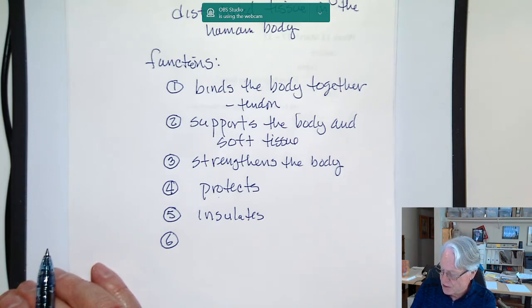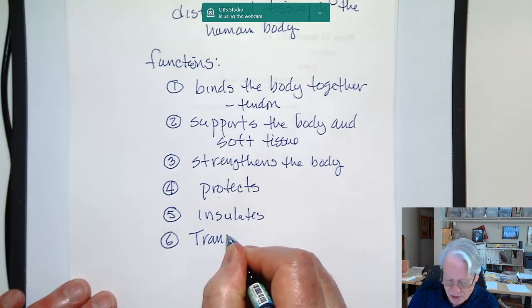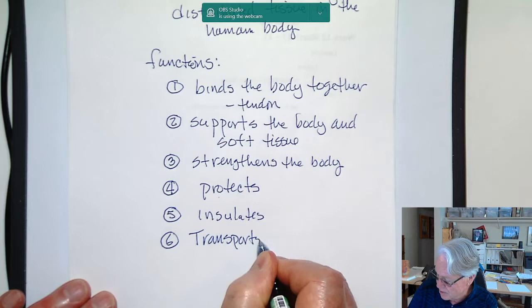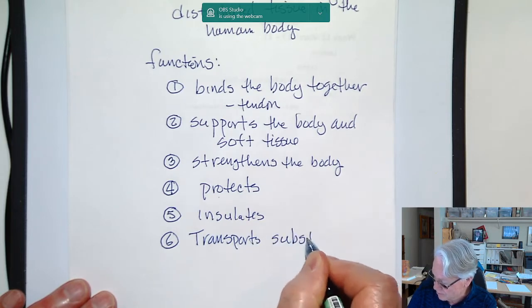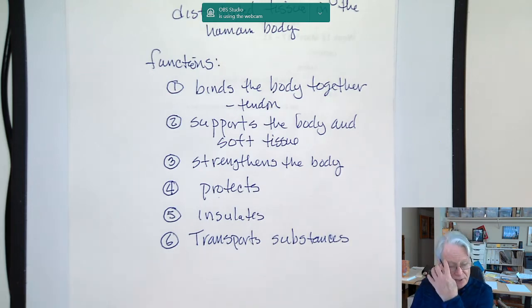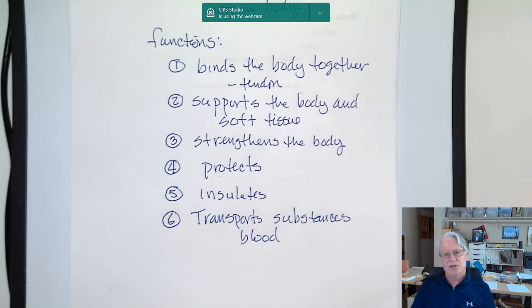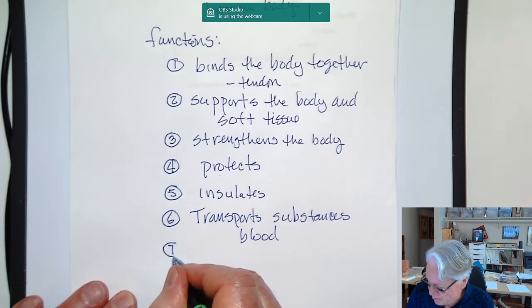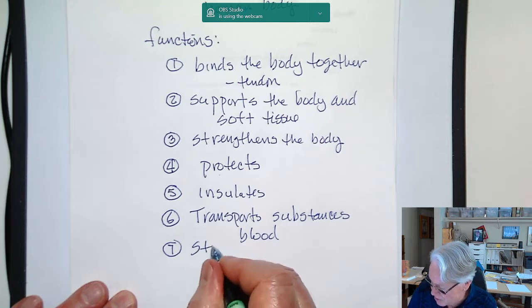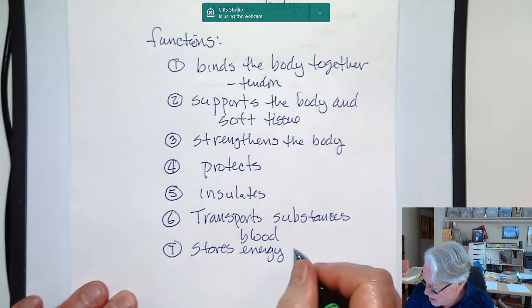So protection, insulates. Number 6, it's also involved in transportation. So it transports substances throughout the body. And the classic example here is blood, of course. Blood is a form of connective tissue, and it's transporting a number of different substances throughout the body. Number 7 on our list, it stores energy and minerals.